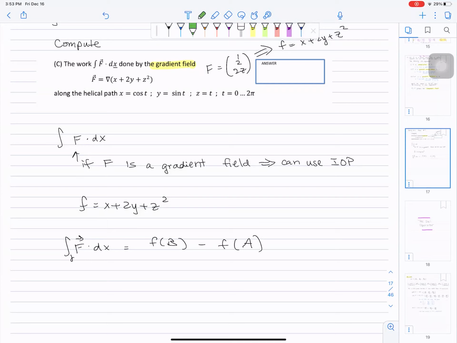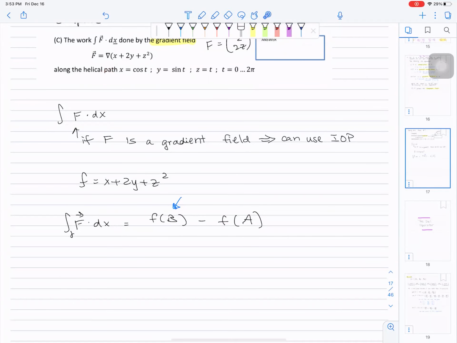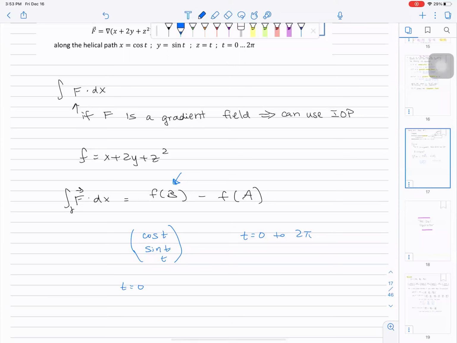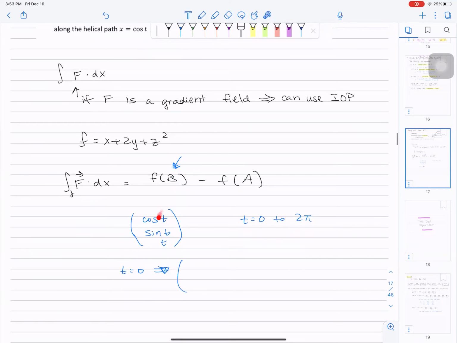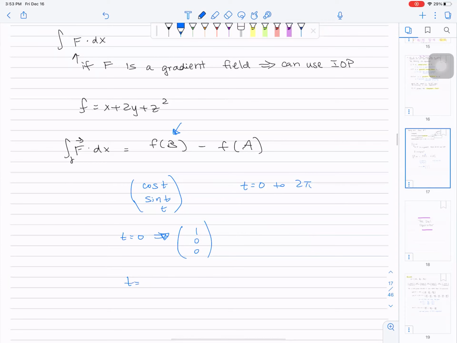What is the ending point, b? Well, for that, we need to see what our path is. Our path is given as cosine t, sine t, and t, where t goes from 0 to 2 pi. So what is t equals 0? At t equals 0, I plug in 0, so I get 1, 0, 0. And at t equals 2 pi, what do I get? I plug it in, and I get 1, 0, 0 again.